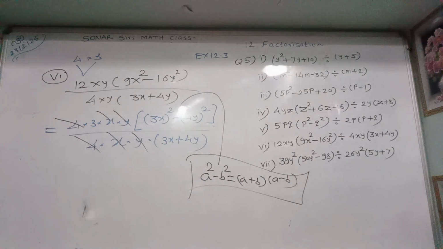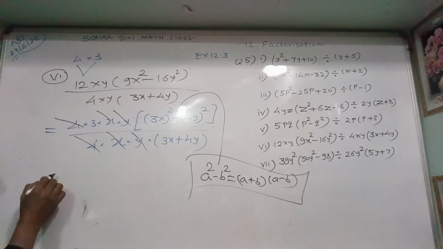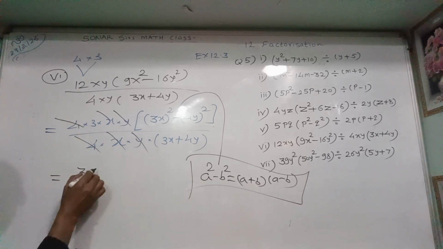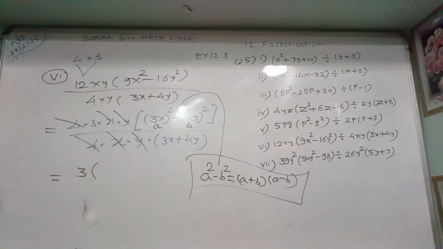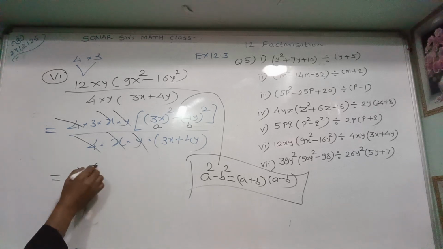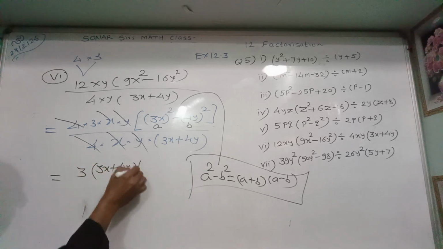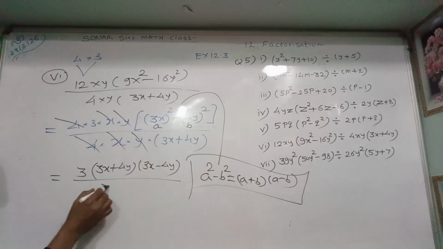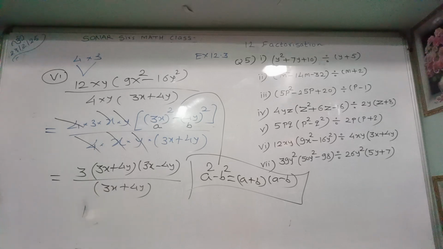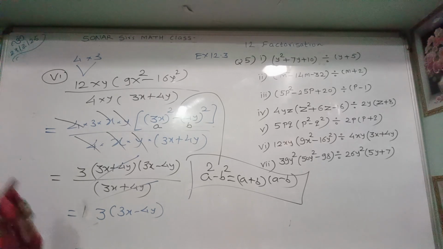Whenever there is an identity, we must make a rectangular bracket. Here, suppose this 3x is a, this 4y is b, this is a, this is b. So in bracket a plus b, that is 3x plus 4y. In another bracket 3x minus 4y. In the denominator there is only 3x plus 4y, so this whole bracket will get cancelled. So do not forget to put them in a bracket, so it's easy to cancel them out. At the last we got the answer 3 in bracket 3x minus 4y.